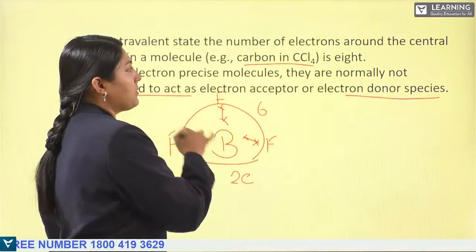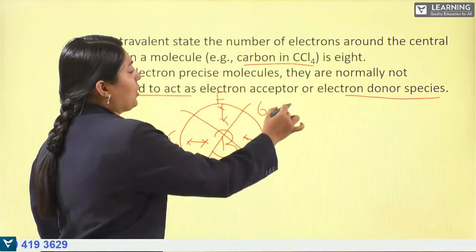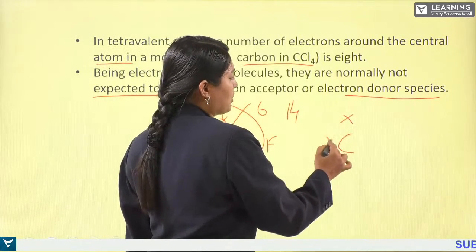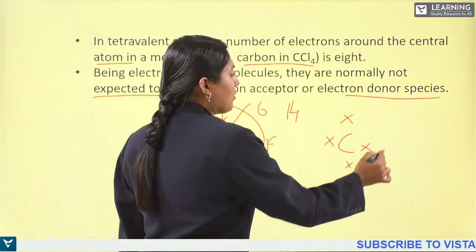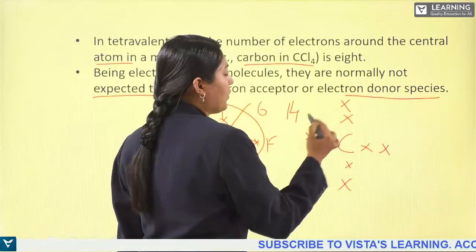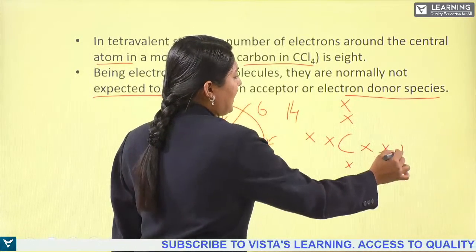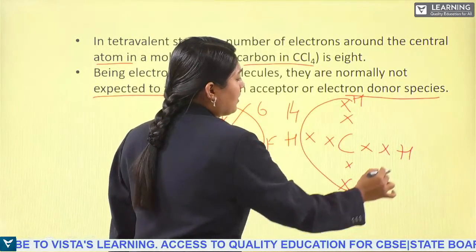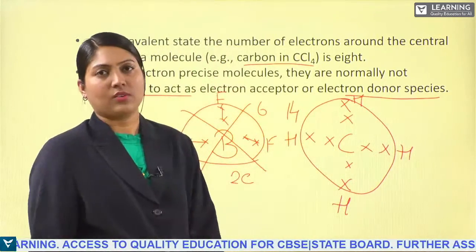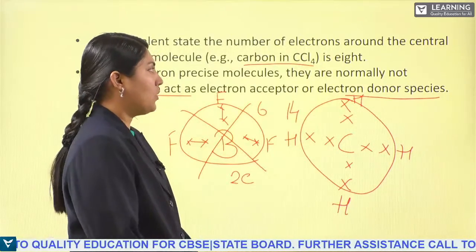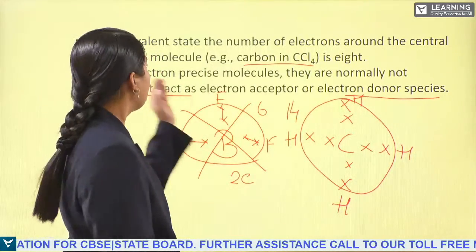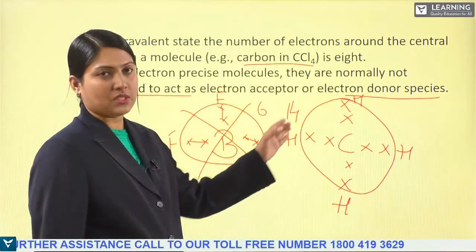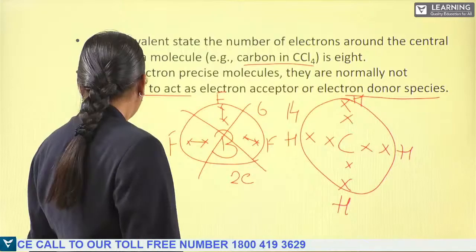Whereas this problem is not faced by 14 group elements, as they have 4 electrons in the outermost shell. They can easily share 4 electrons with other elements. So now each atom will easily have an octet. So that is why the 14 group elements are electron precise molecules and they are not electron acceptor or electron donor species.